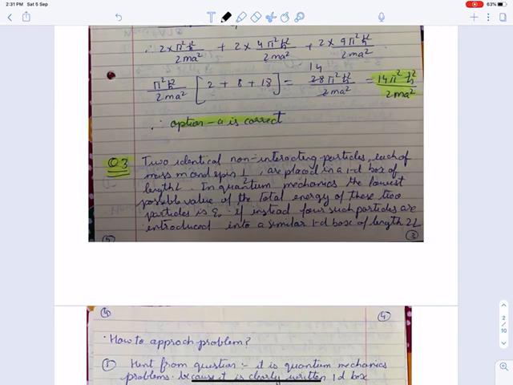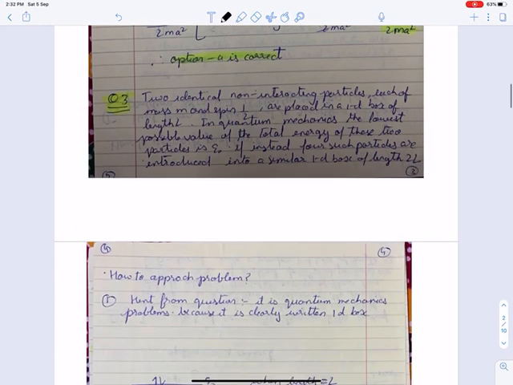So see, simply, you have been asked: two identical non-interacting particles of mass m and spin half are placed in a 1D box of length L. This is our box, 0 to L. You can put two identical particles, so they will accommodate the n equal to 1 state. Now the lowest possible value of the total energy of these two particles is epsilon naught, so we are given the lowest, that is the ground state energy, epsilon naught.